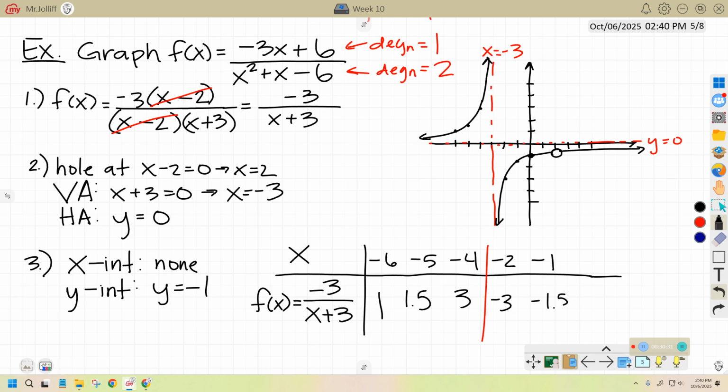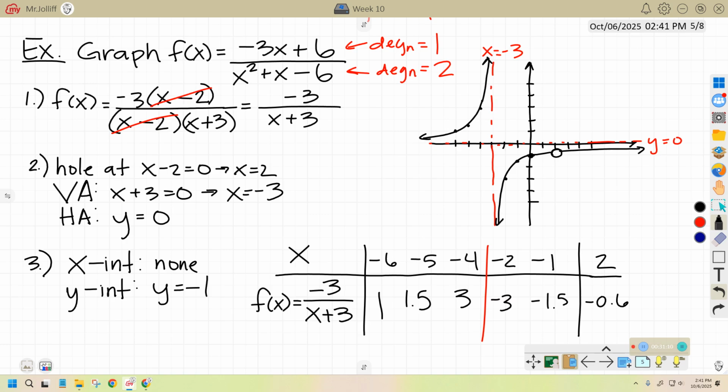The other way you can find the hole is by plugging in that x value into the reduced function. I know my hole is at positive 2. 2 plus 3 is 5. Negative 3 over 5 is negative 0.6. And that hole is sitting at a little above negative 1. And that matches what we see from the reduced function. So you can draw the curve and then erase to make the hole, or you can plug that value in to find the exact coordinates of the hole.